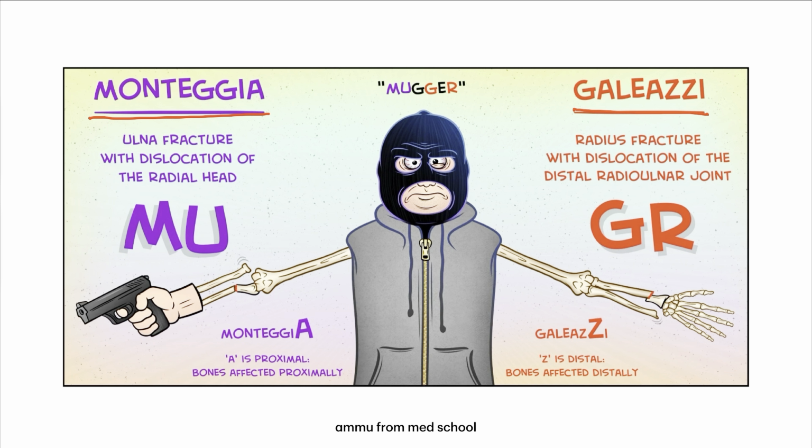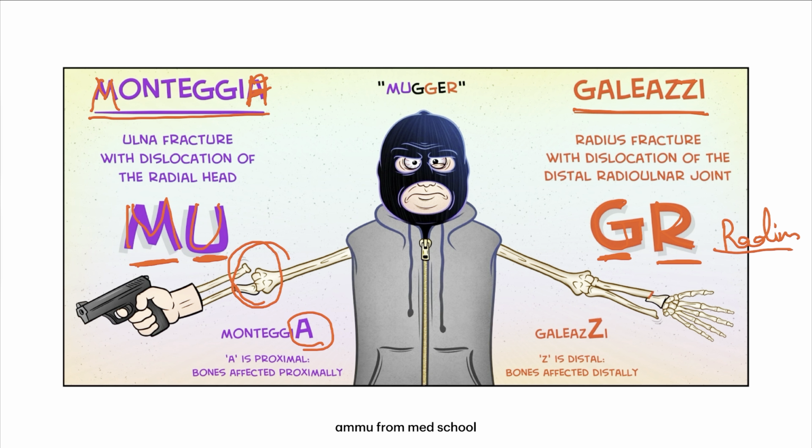In Monteggia, as it starts with M, U. So M for Monteggia, U for ulnar fracture. In Galeazzi, it's G, R. G for Galeazzi and R for the radius. So here you have the radius fractured and here you have the ulnar fracture, and because Monteggia ends with A, which is a proximal letter, the fracture is on the proximal end. Galeazzi ends with I, where Z is a distal letter and the bones are affected distally. So this is a simple mnemonic that you can remember for Monteggia fracture and the distal fracture with regard to the ulnar bone.